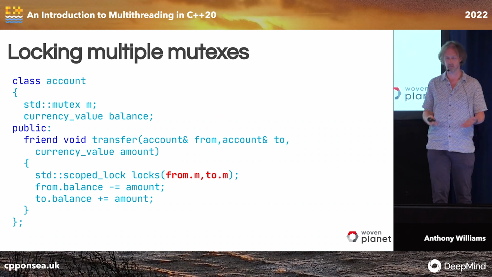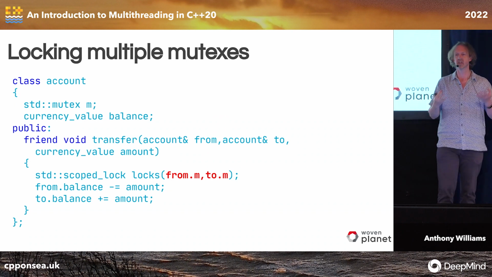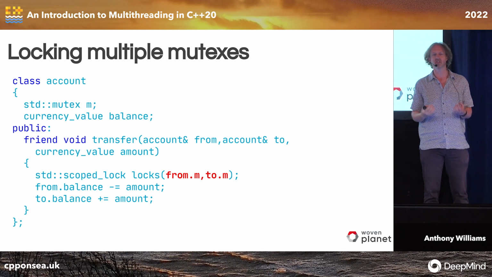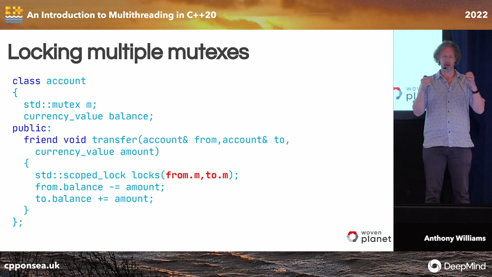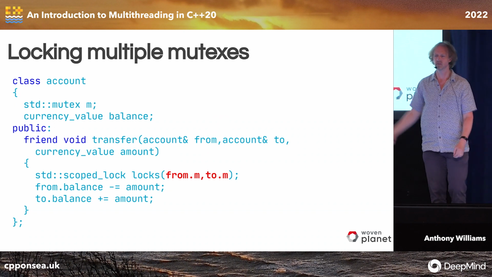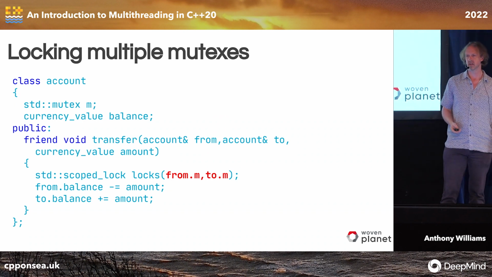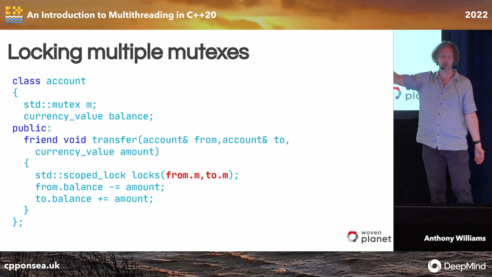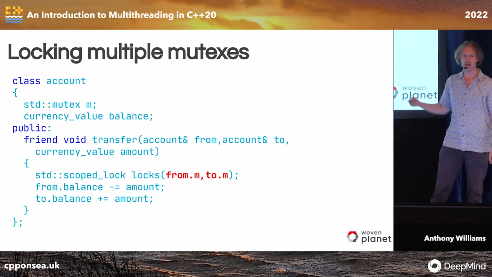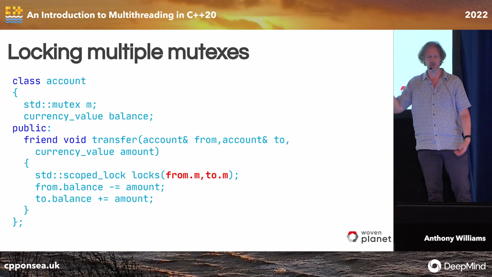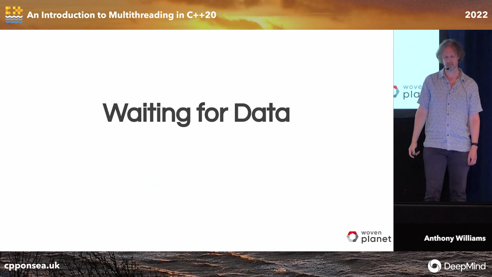Hopefully you don't need to lock multiple mutexes, because that in itself is an indication that you haven't got a coherent set of data. But if you really need to, which maybe you've got fine-grained accounts like this, then use scope lock with two mutexes.